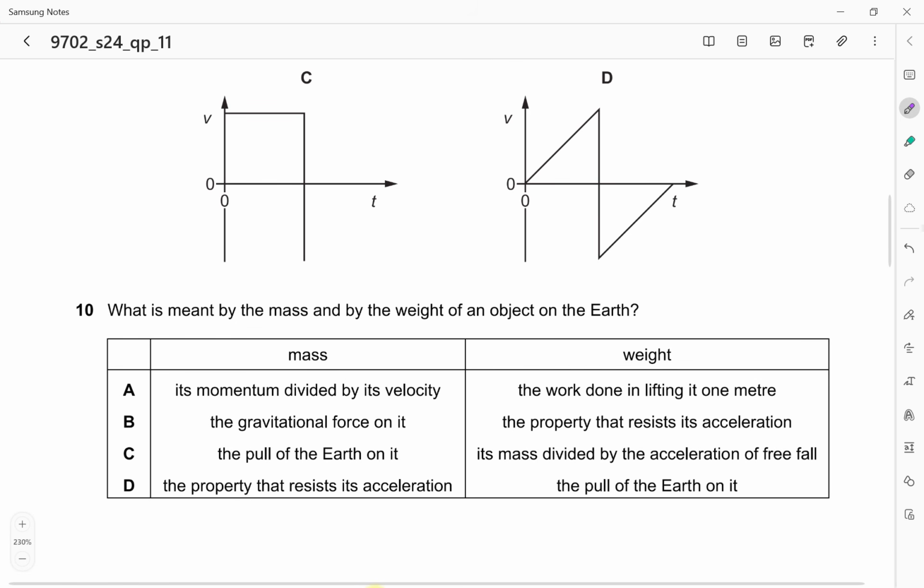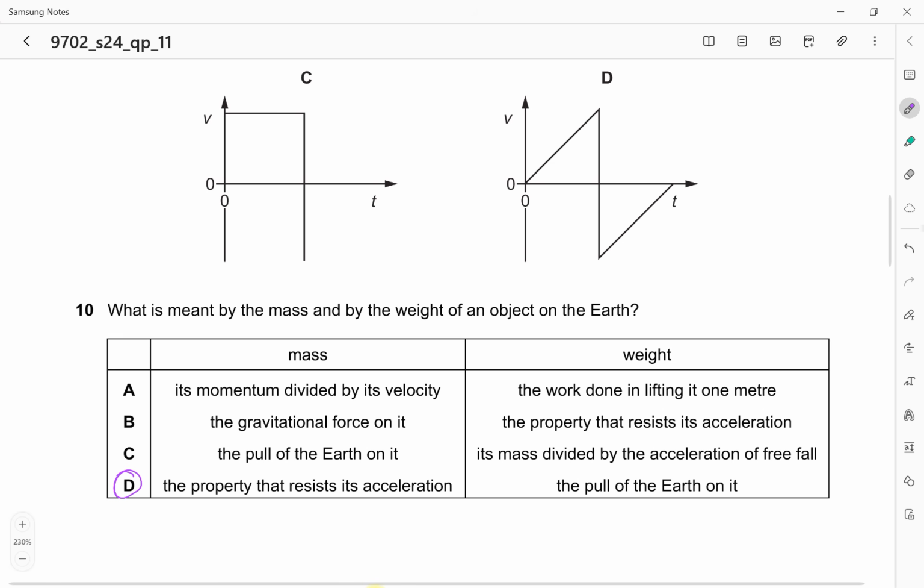What is meant by the mass and by the weight of an object on the Earth? Of course, we know mass is a property that resists the body's change in state of motion, that is mass. And then we know that the weight is the pull of gravity, so the answer is automatically D. Mass is a property that resists its acceleration.